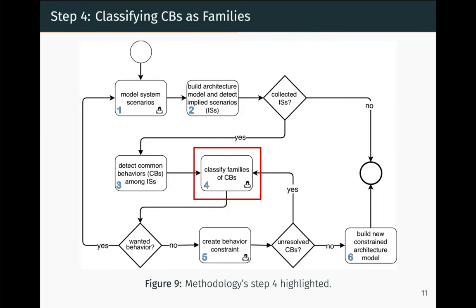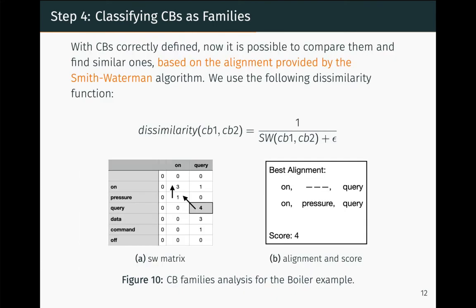After we have these common behaviors, we're going to try to find families of common behaviors. So how do we do that? We actually use the Smith-Waterman algorithm to find the alignment of different common behaviors, and also we use the score, or rather the inverse of the score, to find how different these common behaviors are. We use this as a distance function. So if this Smith-Waterman score was very high, the inverse, or the dissimilarity between two common behaviors, is going to be very low, and we can use this as a distance metric when we're grouping our common behaviors.